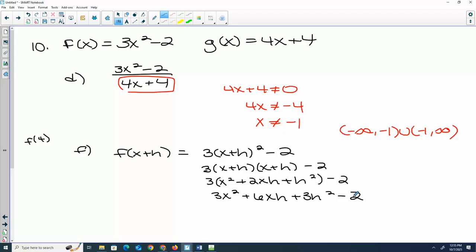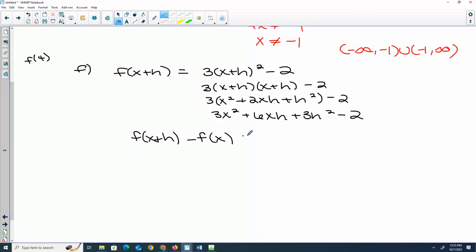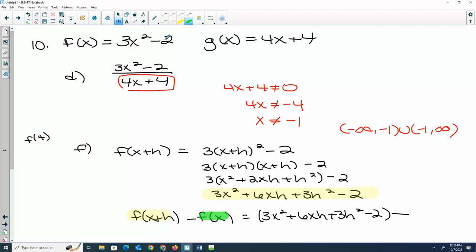That's my f of x plus h. Second thing, I would say find f of x plus h minus f of x. How do we do that? F of x plus h is what we just got. So I take that answer, and I'm subtracting f of x, which was my original.